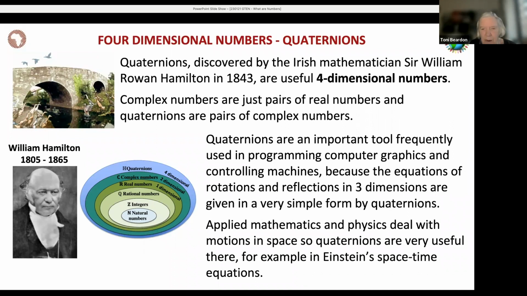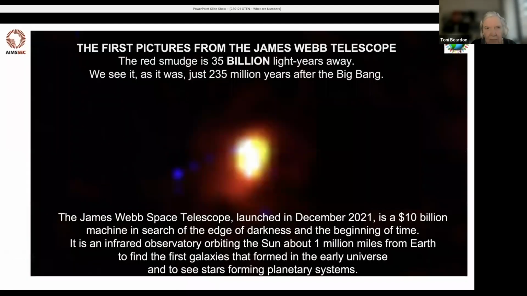So applied mathematics and physics deal with motions in space. So quaternions are very useful there, for example, in Einstein's space-time equations. But the curious thing is there are no 3-dimensional numbers, and in fact, there are numbers that behave more or less like numbers in 8 dimensions, which is another power of 2, and so it goes on, but we're going to stop there.